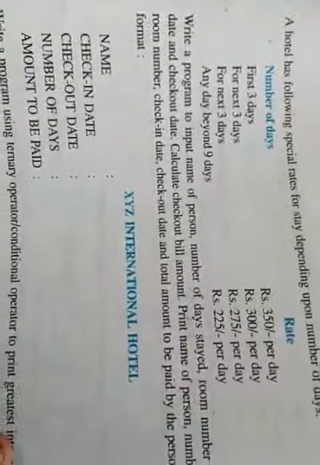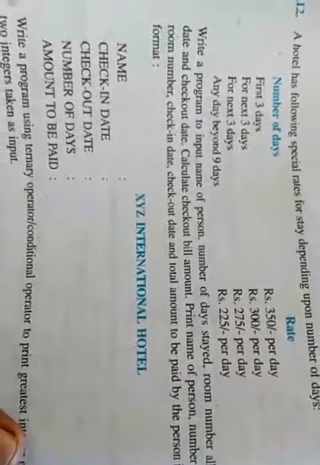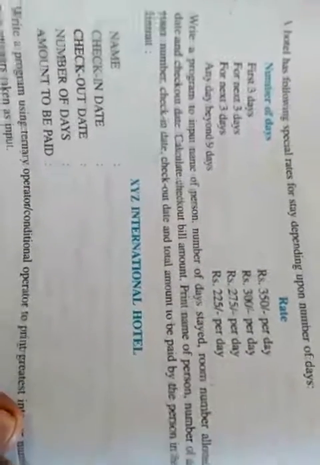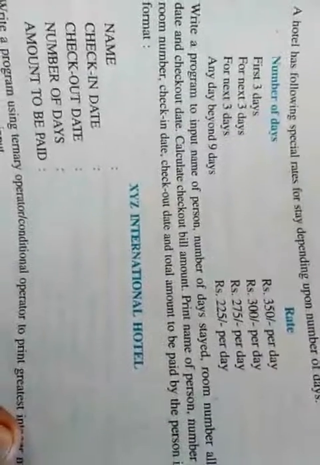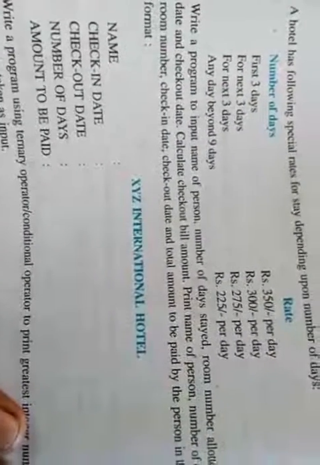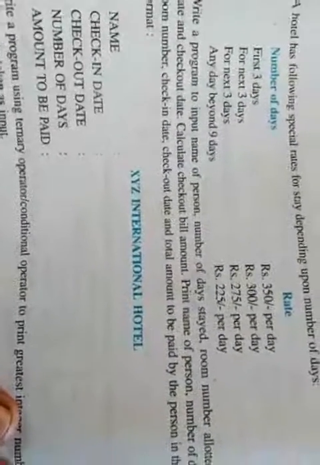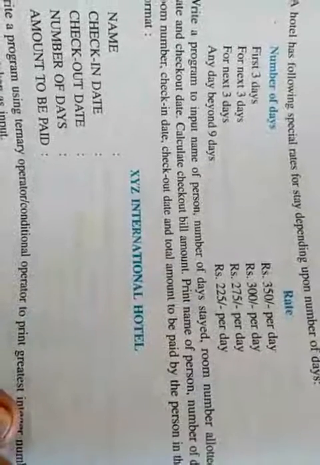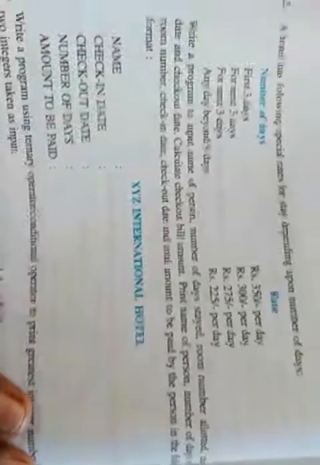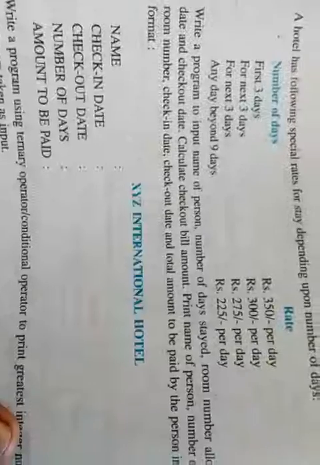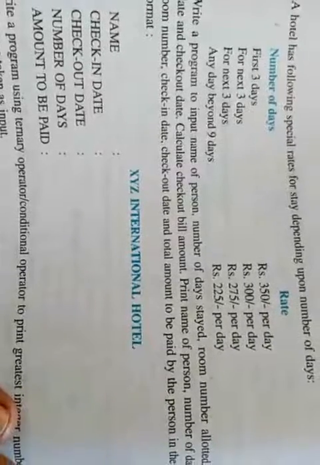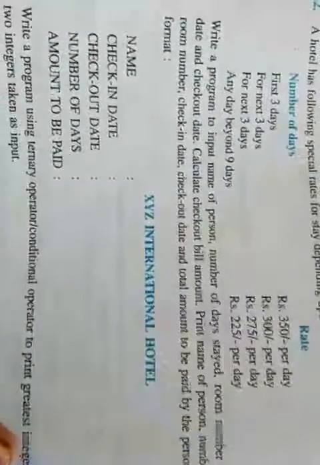Write a program to input the name of a person, number of days stayed, room number allotted, check-in date, and check-out date. Calculate the total bill and print the name of the person, number of days, check-in date, check-out date, and total amount to be paid by the person in the following format.